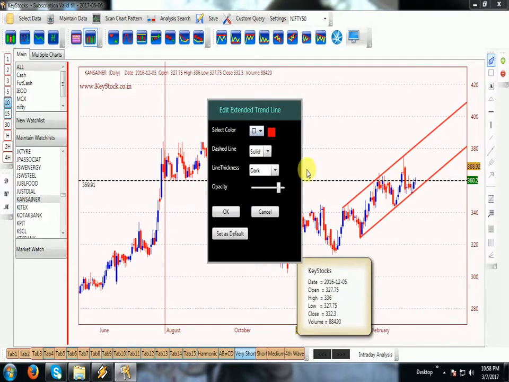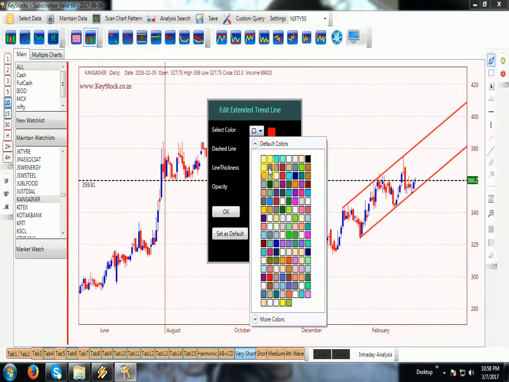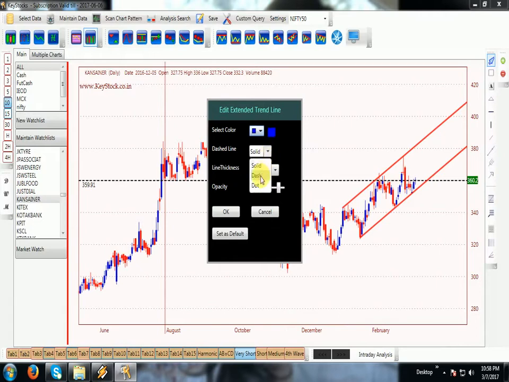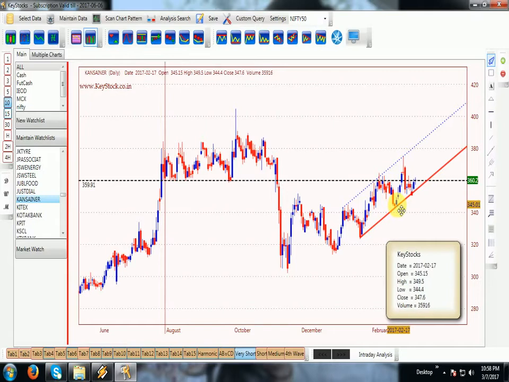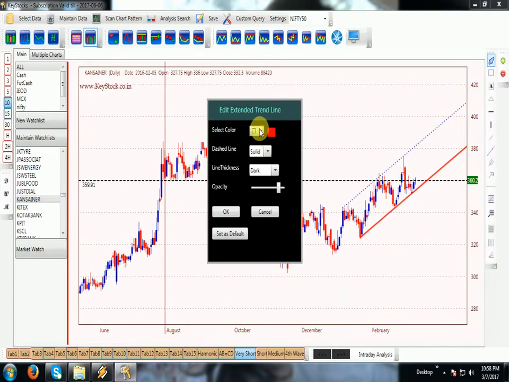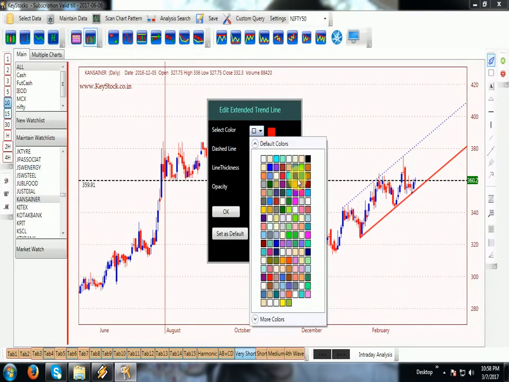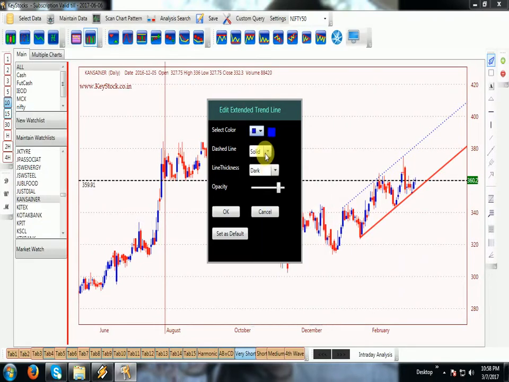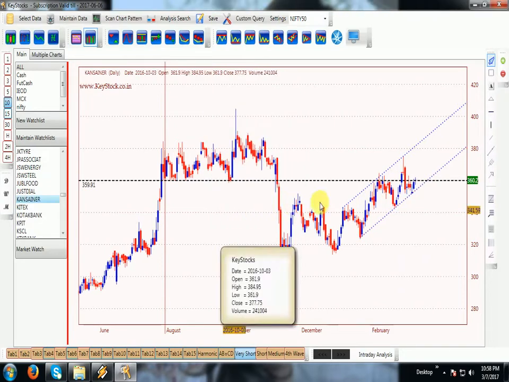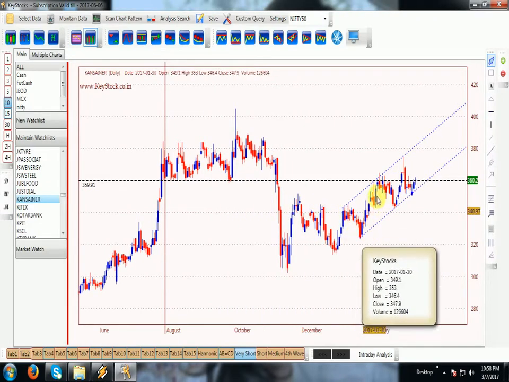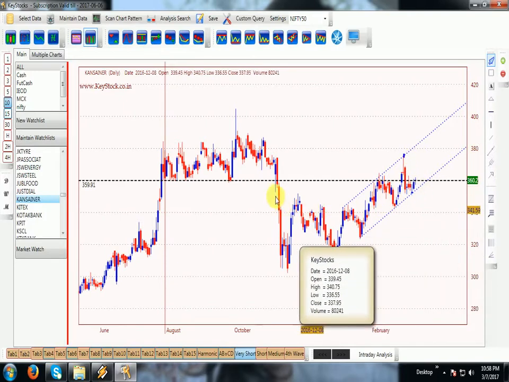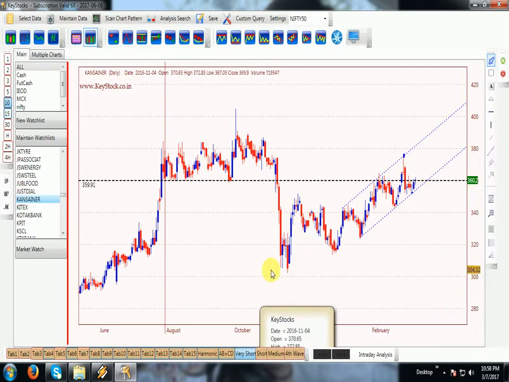I'll edit this line color and keep it as blue dot, normal, not dark. Okay, so here again this line, blue dot, normal. Okay, so here is the rising channel.